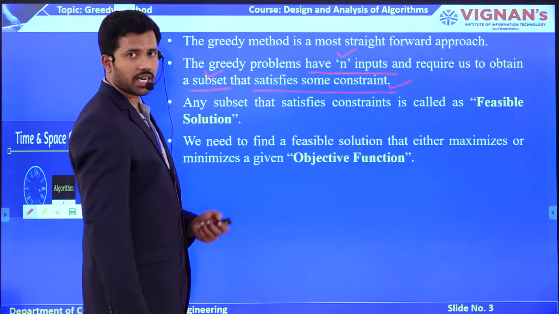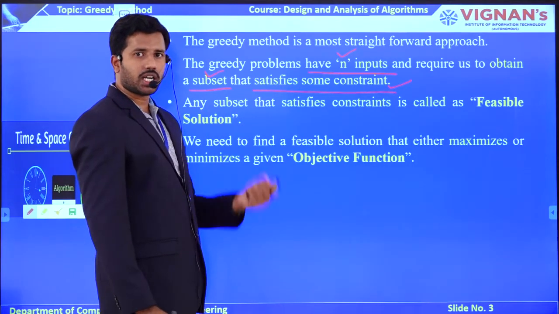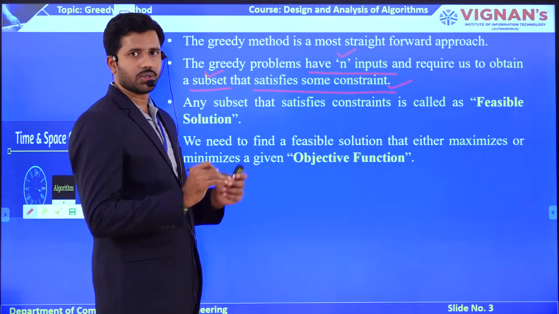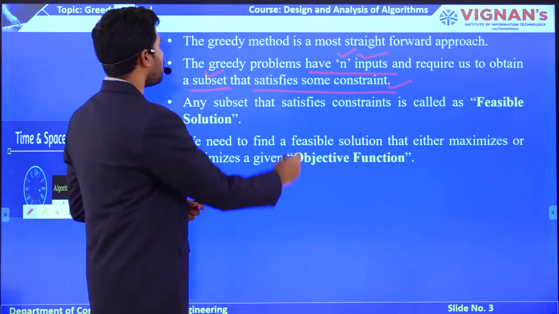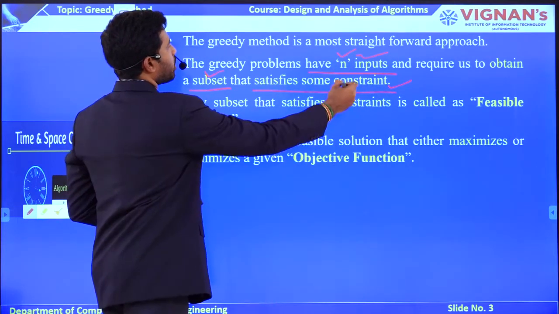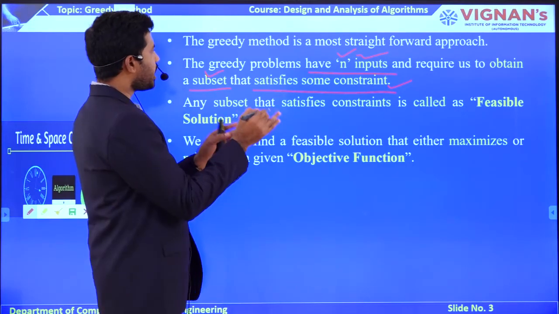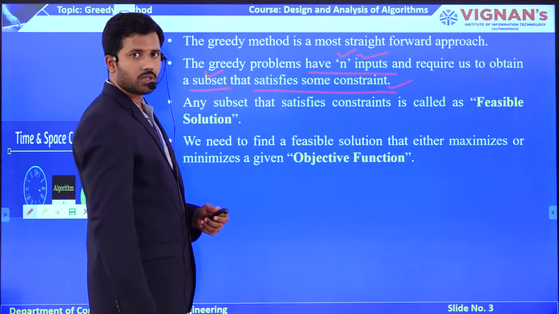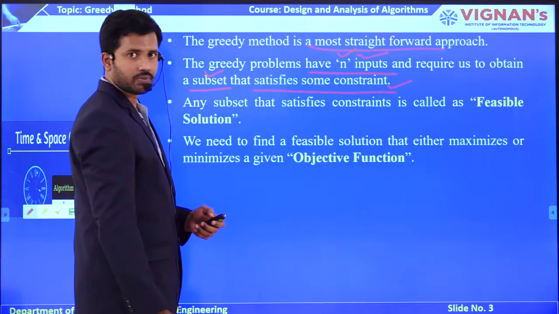Constraints are nothing but conditions. So the possibilities which satisfy your constraints will be considered as a subset of solutions. There are n possibilities. Among n possibilities, you apply your constraints, which are your conditions. Those satisfiable possibilities will be considered as a subset of solutions. That's why this technique is the most straightforward approach.